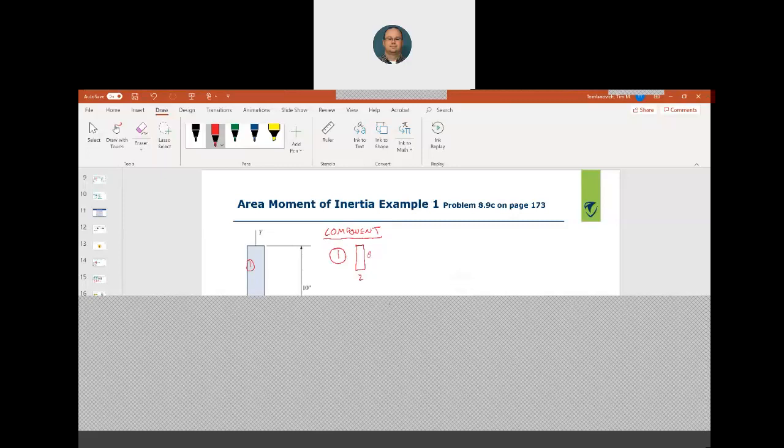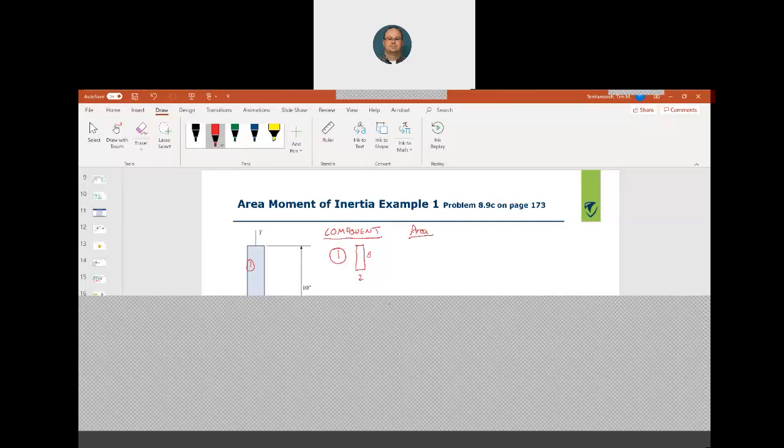And then component 2 is what? 6 plus 2 plus 6. So 12 plus 2 is 14 by 2. 14, 2. Okay. We need the area, right? Area.